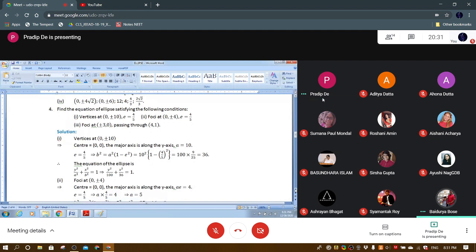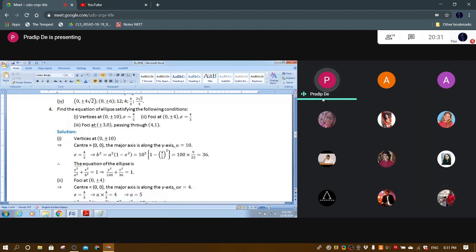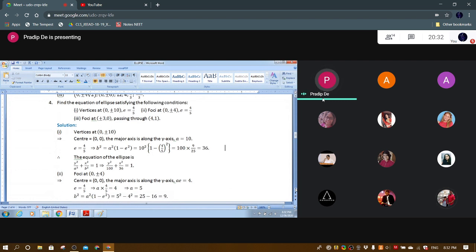Again, use the same relation. That is, B square equals A square (1 minus e square). Remember it. Just a few formulas, very few formulas. So you get B square equal to 9.